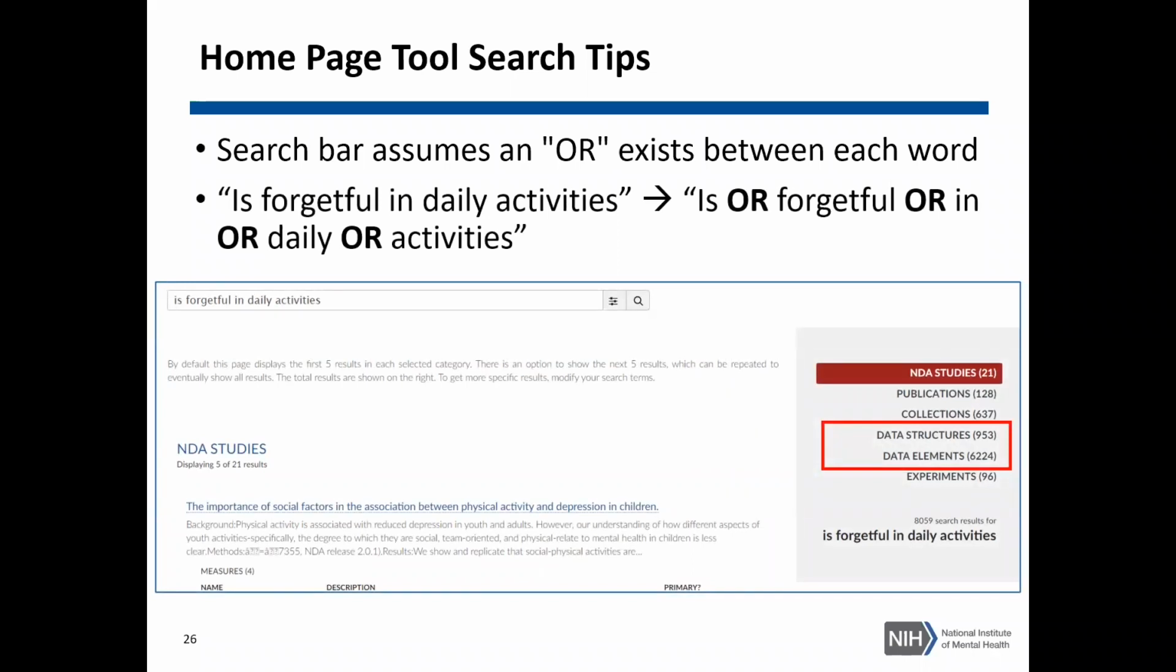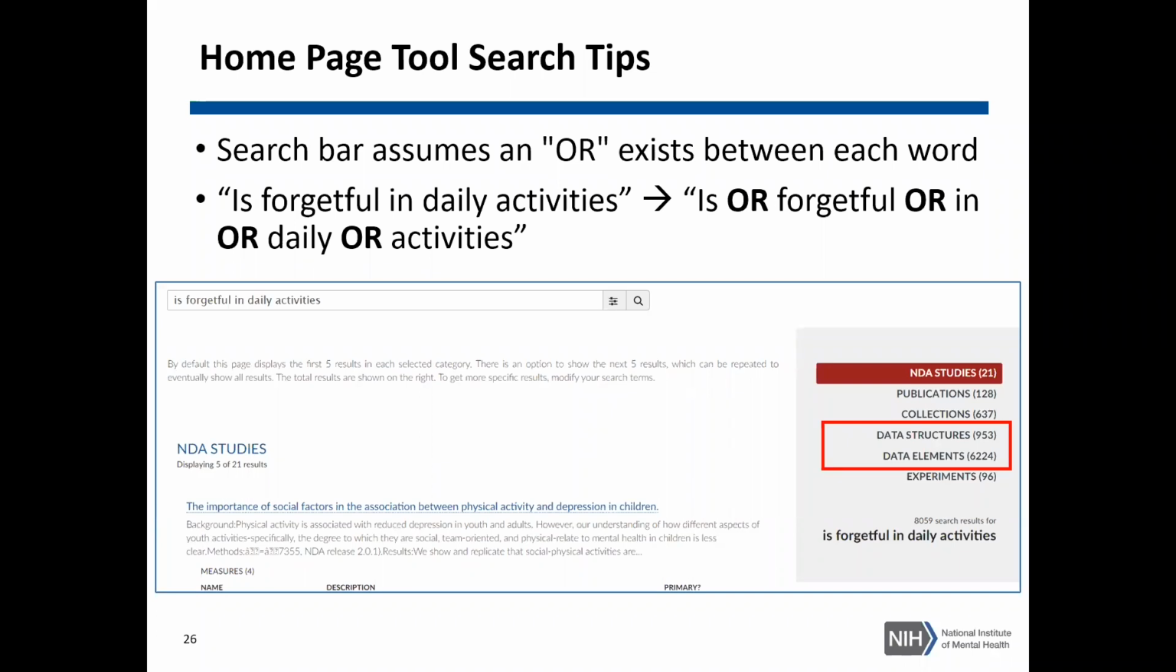We're searching for a data element that identifies if a participant is forgetful in daily activities. If we just enter this phrase, is forgetful in daily activities, in the search bar, it will assume that OR is in between each of those words. So it will look for results that have the word is, or it has the word forgetful, or it has the word in, or it has the word daily, or it has the word activities.